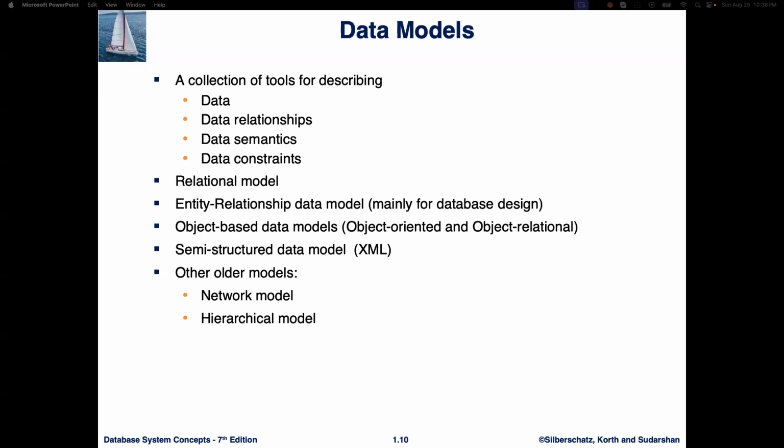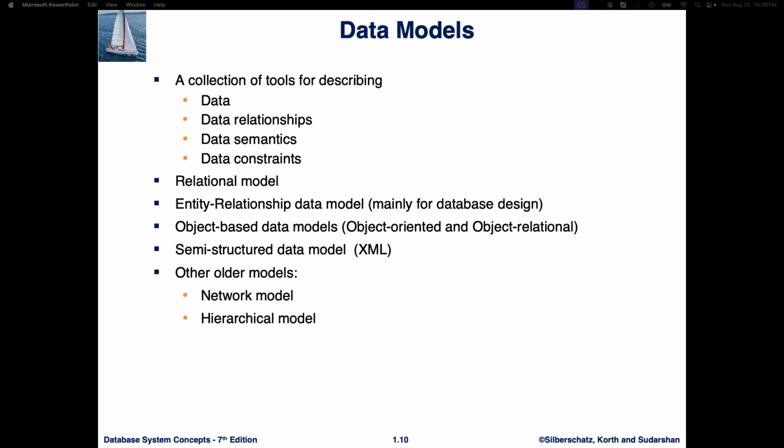Data model. A data model is essentially a collection of tools that help us describe several aspects of data. Let's break down these aspects. What is a data model? A data model provides a way to describe, number one, data: the actual pieces of information that we want to store, such as names, addresses, prices, etc.